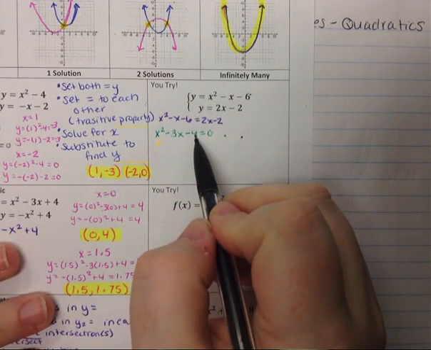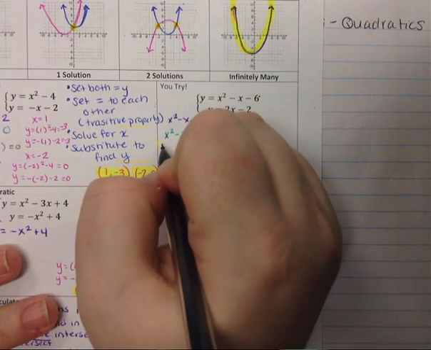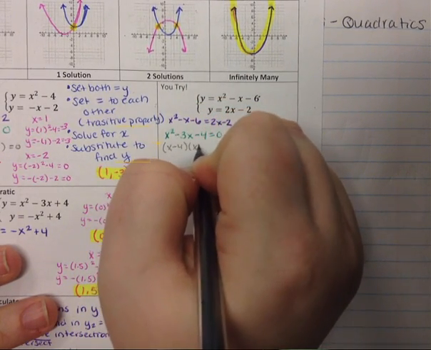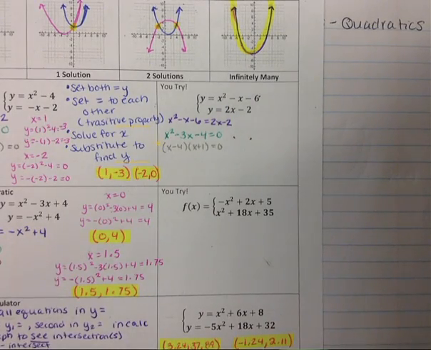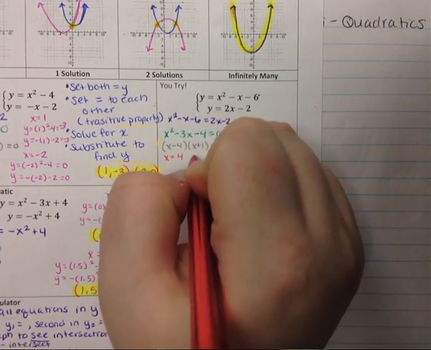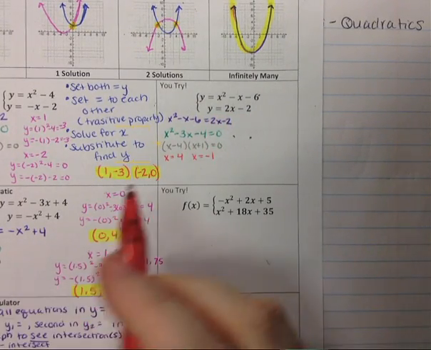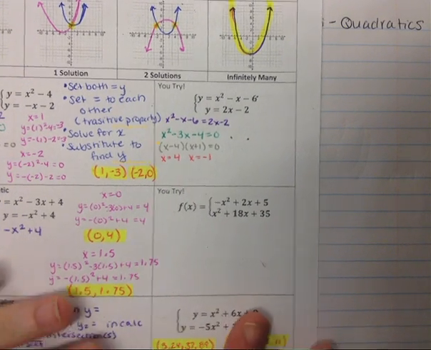I know 1 times 4 gives me 4, and 1 minus 4 gives me the negative 3. So that will be my numbers. x minus 4, and then x plus 1 equals 0. My two x values will be x equals a positive 4, and then x equals a negative 1. So what we want to do is get the coordinate by plugging these values in. I'm going to do this by hand, and I'm going to show you how to do this in the calculator.